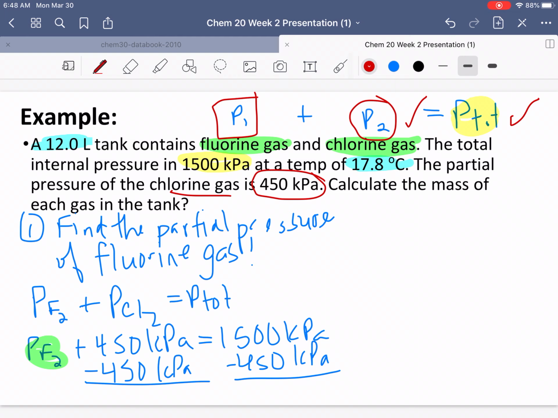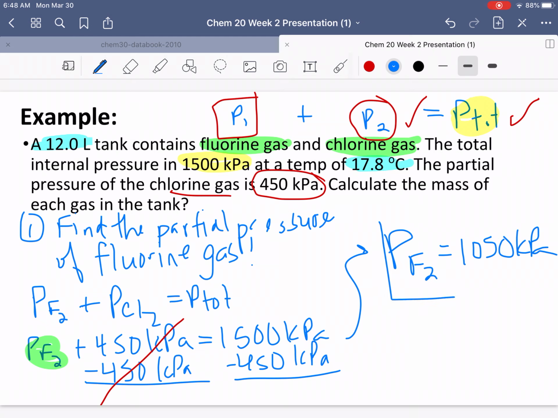On the left-hand side of the equation, those will cancel out. On the right-hand side, we end up with the partial pressure of fluorine gas is 1,050 kilopascals. Perfect. This is super helpful because now we have a pressure associated with each one. Now consider back to the actual goal of the question. We're trying to figure out what the mass of each gas is. Now mass, of course, is related to amount.